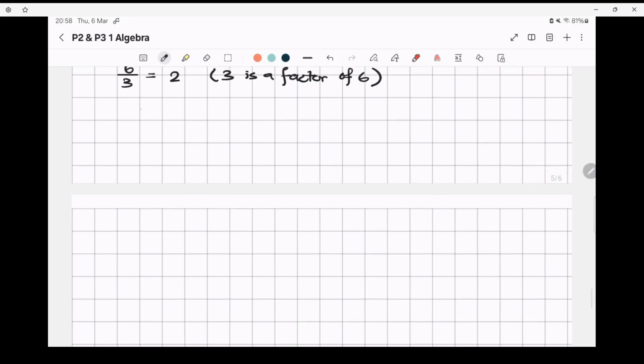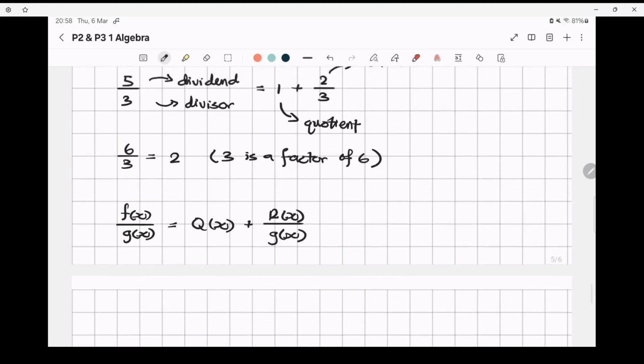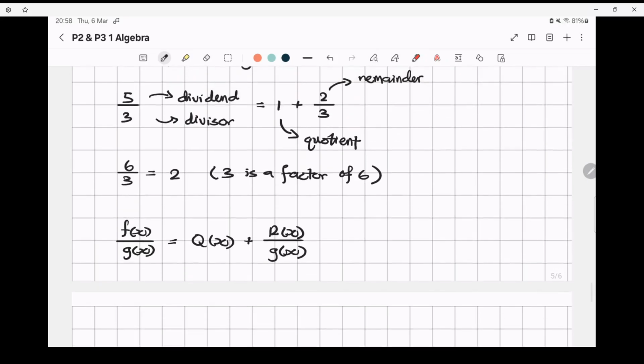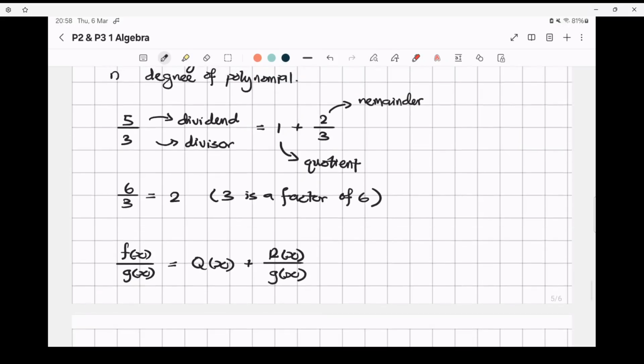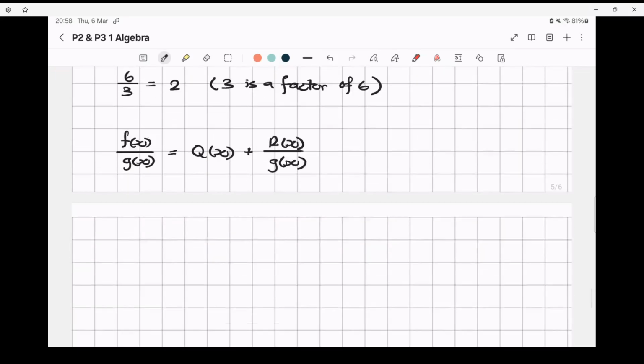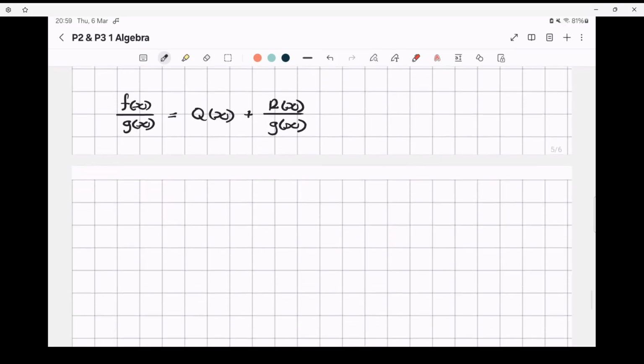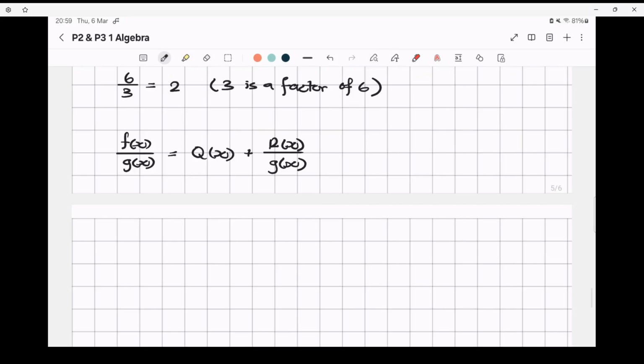If you have f(x) divided by g(x), and this gives you q(x) plus r(x) divided by g(x), then in this case f(x) will be the dividend, g(x) will be the divisor, q(x) will be the quotient, and r(x) will be your remainder. Let's look at one particular example on how we can do the division.